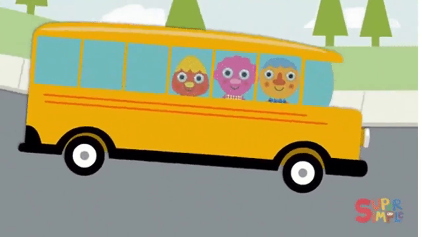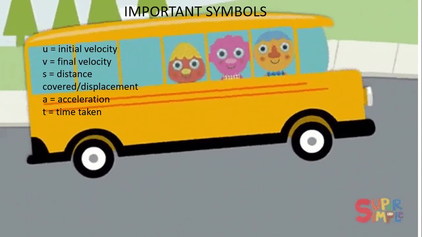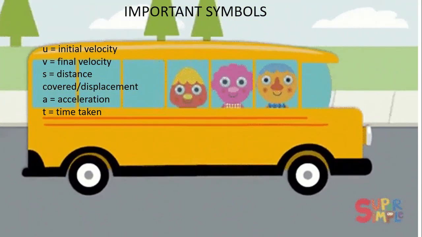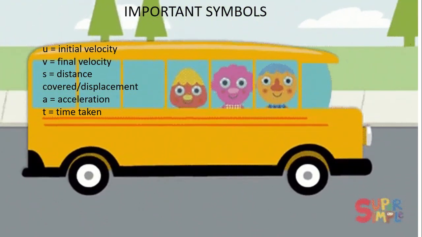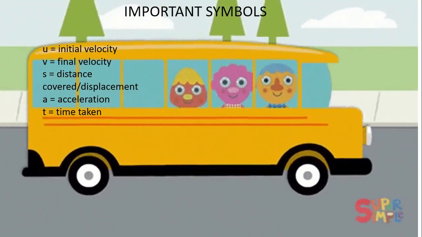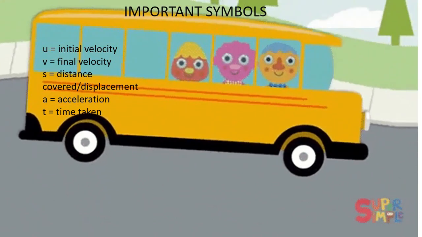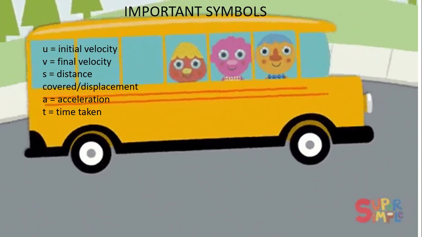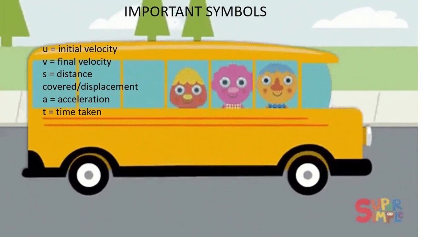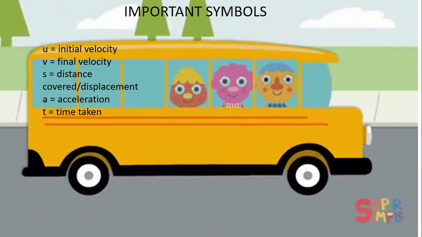Now, let us see the important symbols. Small u stands for initial velocity, small v stands for final velocity, small s is for distance covered or displacement, small a is for acceleration, and small t is for time taken. I hope you remember these symbols well. If you don't remember, you are suggested to revise these symbols. These are very simple, and unless you know these symbols, you won't be able to solve the problems, especially the numericals.